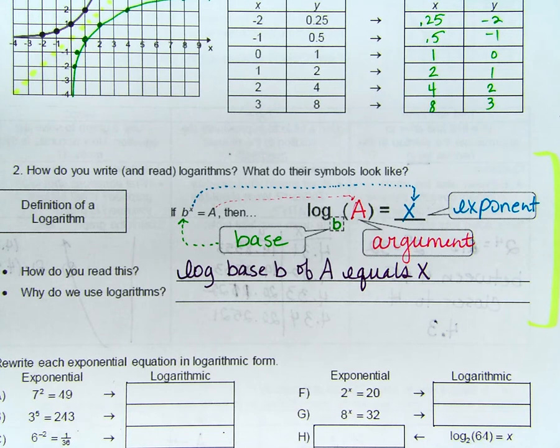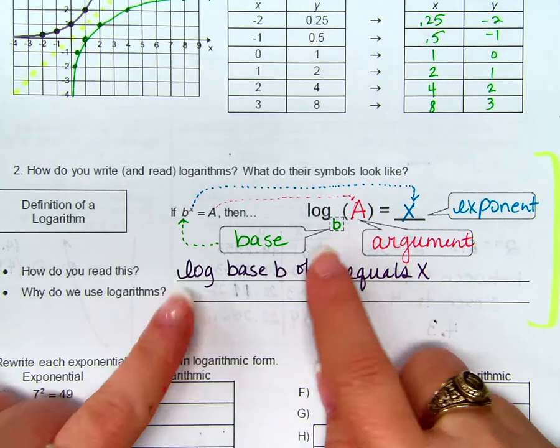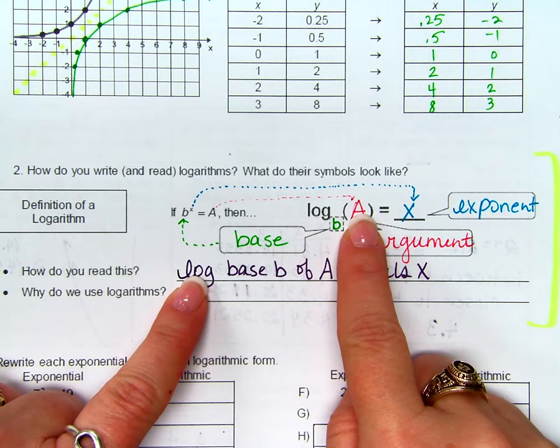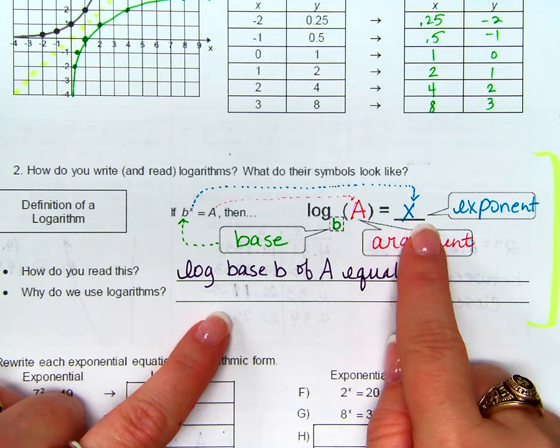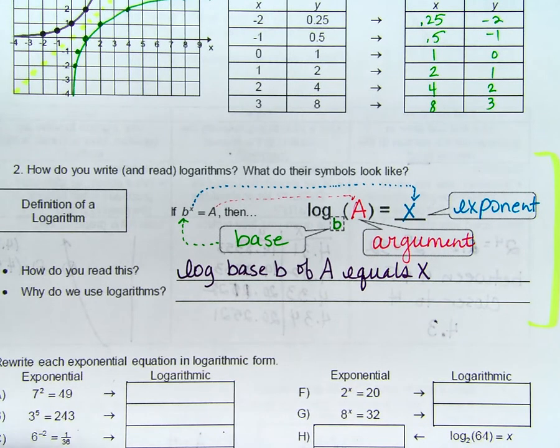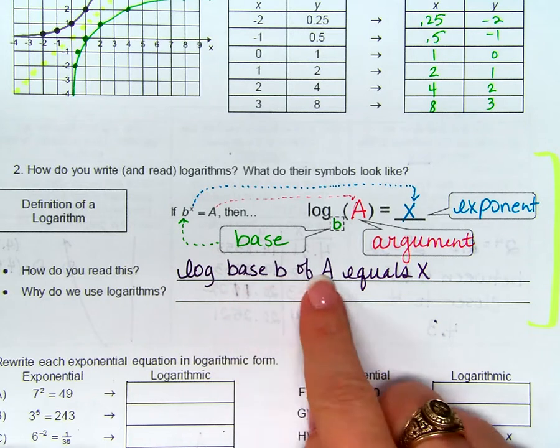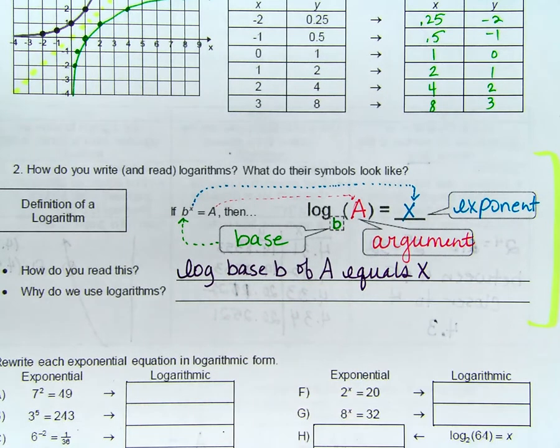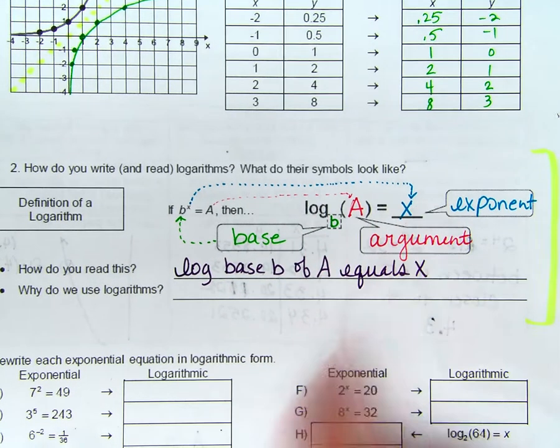Any guesses on what the other way that you could say it is? Okay, so you're just switching those two around. That's okay. But what I meant is more like this. Log of a base b equals x. Does that make sense? It doesn't matter which way you say it. Log base b of a equals x is the way I typically say it because that's just left to right. Does that make sense? Okay.